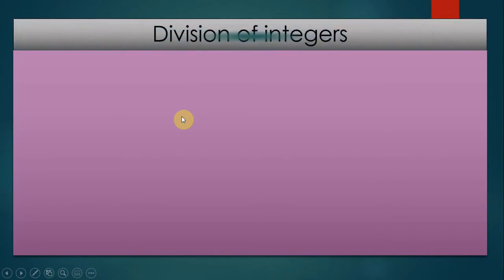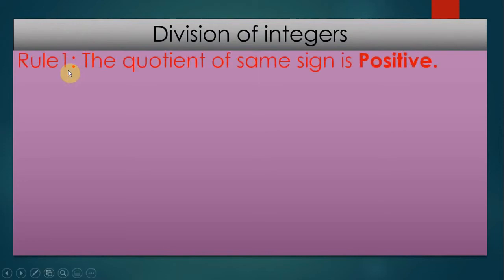The next operation of integers is what we call as division of integers. Now, division of integers, the rule of sign of division of integers is the same as the rule of sign also of multiplication of integers. So, rule number 1, the quotient of the same sign is positive. So, here we go. Negative divided by negative, the answer is positive. Positive divided by positive, the answer is positive. So, the same sign, the quotient is positive.